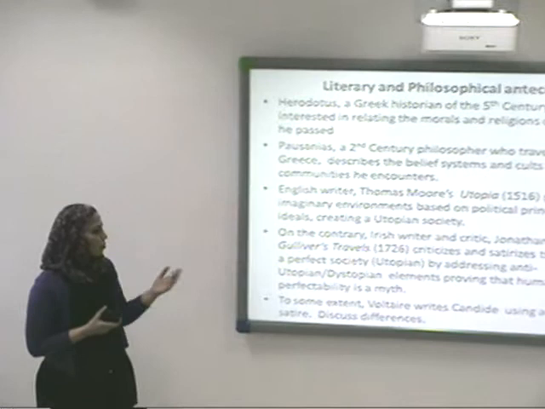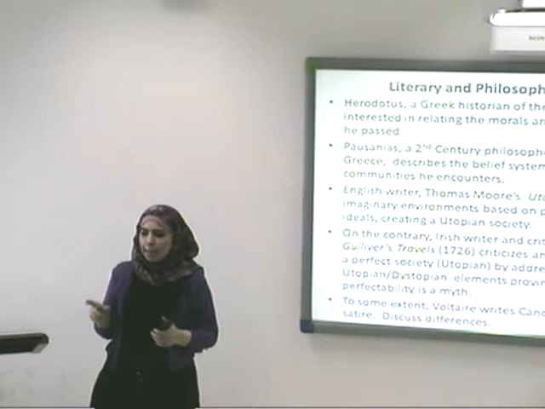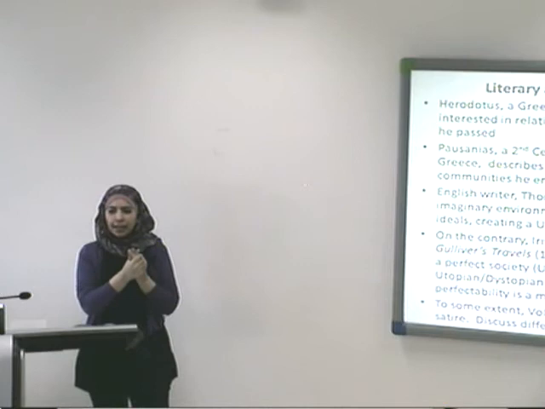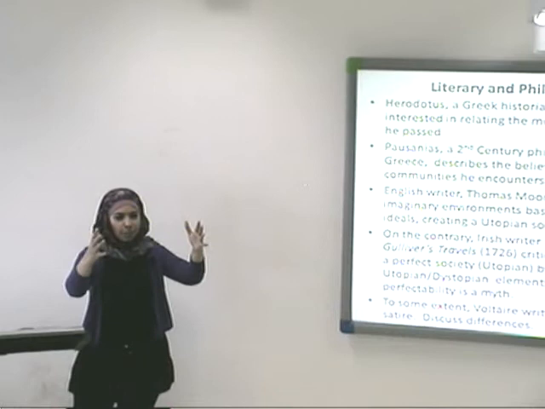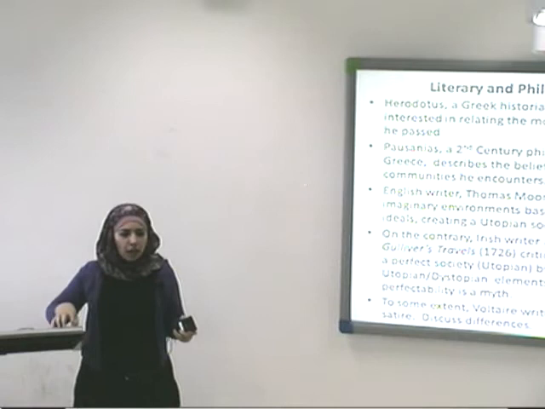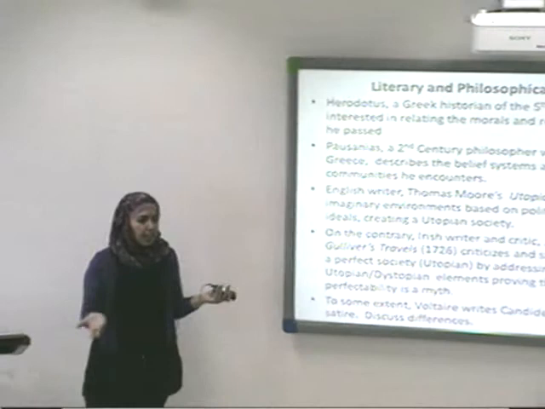of a perfect society through addressing anti-utopian or dystopian elements, the opposite of utopian, proving that human perfectibility is a myth. So they are in contrast to one another. Thomas More is projecting that a perfect society can exist if perfect principles and ideals get applied, whereas Jonathan Swift is testing the limitation of a perfect society, and through testing those limitations he proves that a perfect society cannot exist. Utopia is just not real and can never be applied in real life.